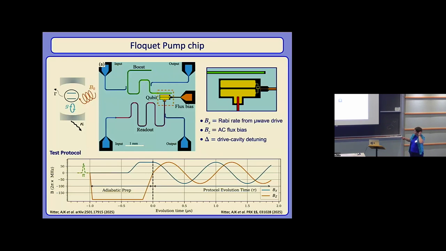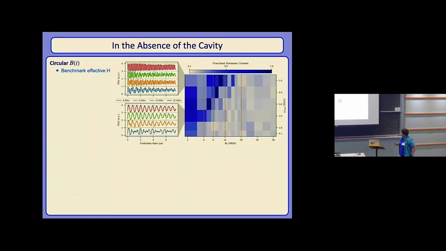That's what all of the data that I'm going to show you is going to look like. Okay, so very quickly, the first thing we have to do is make sure that the applied field, the effective Hamiltonian, is being created correctly. So we start by going far away from the cavity and just looking at the circularly polarized portion of the control field. If everything goes well, then the qubit should just adiabatically follow that rotating magnetic field in a circle and give clean oscillations.